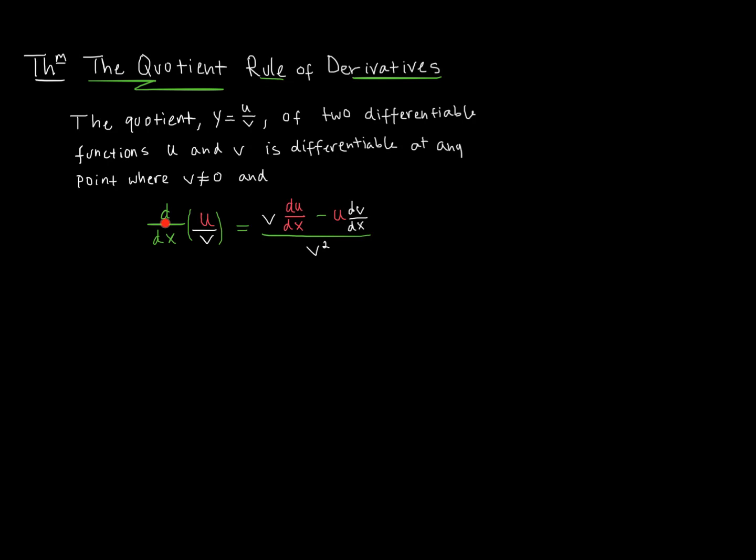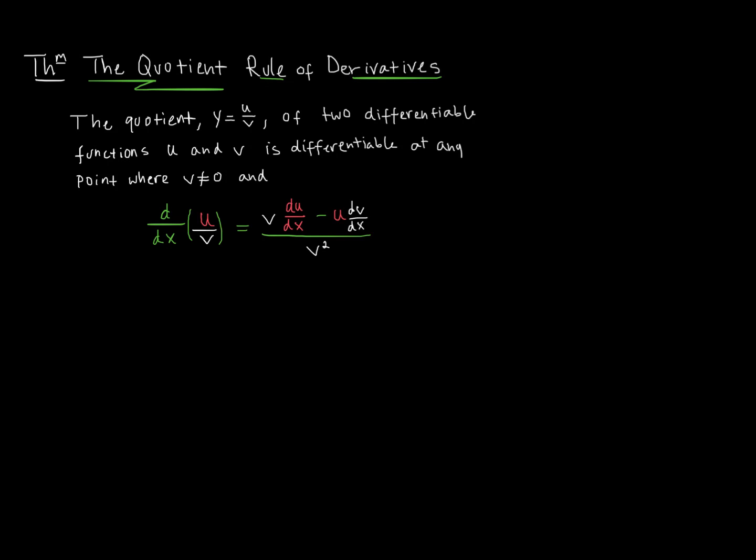And the derivative of u divided by v, or the quotient of u and v, is equal to v times the derivative of u with respect to x minus u times the derivative of v with respect to x, all divided by v squared. So a couple things to note. First off, the function that's in your denominator must not be 0 in order for the quotient to be differentiable, meaning for you to have a derivative. That should make sense, because if it were 0, then you'd have an undefined function.